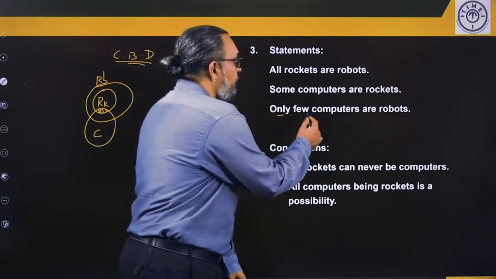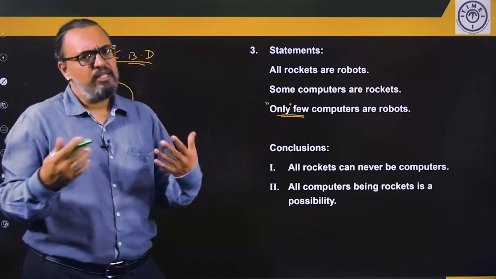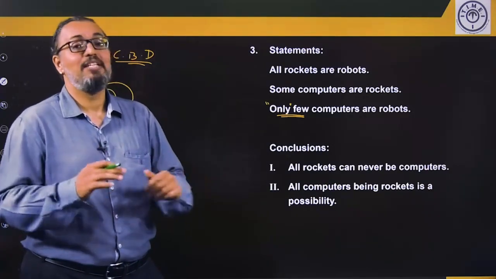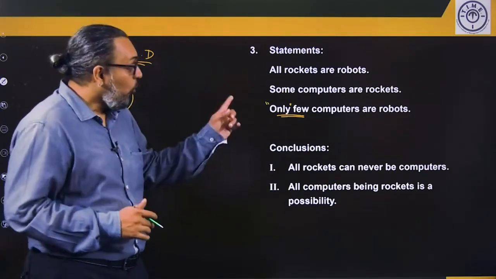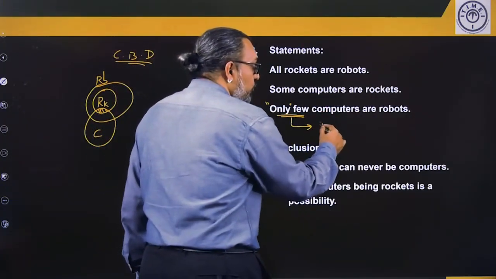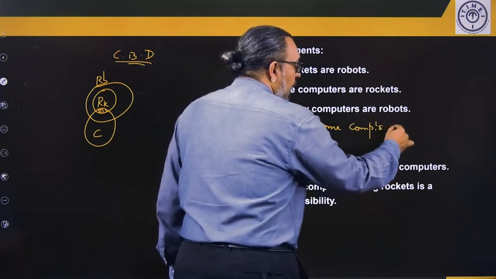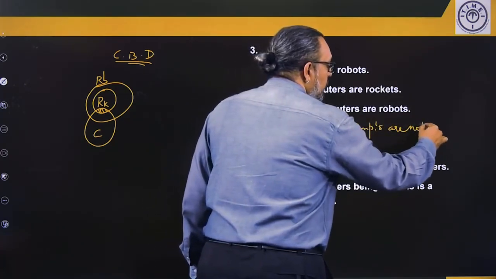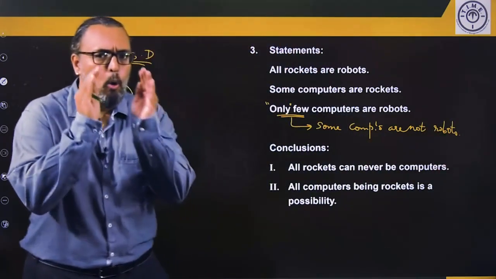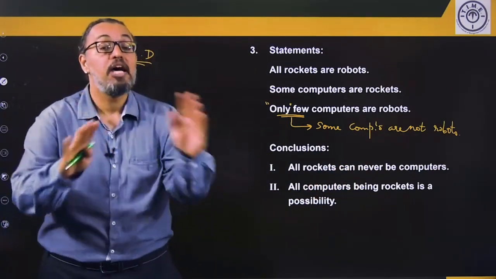Now this "only a few": few means some, a few, many, most, several, at least one, they all have the same meaning as some. So only few computers are robots. What does this tell you? This should tell you that some computers are not robots. That is the hidden meaning of this. Only some computers are robots means there should be some computers which are not robots.